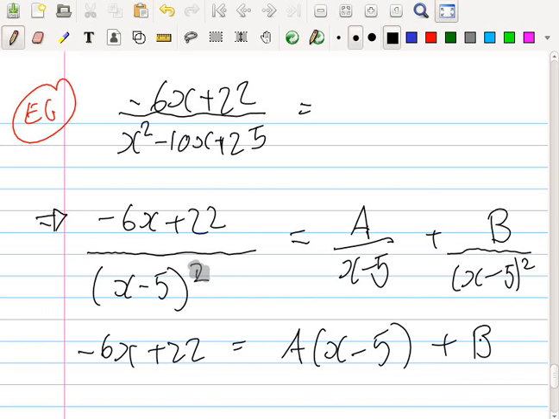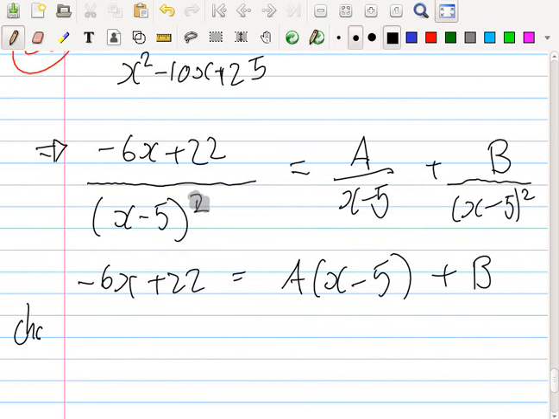Now we'll use the method Sadiq was referring to earlier. So when you look at this equation, what I normally do is I multiply out the right hand side and make comparisons, as in the last two examples. Whereas another method would be you recognize that the left hand side must always equal the right hand side for any value of x. So for example, if I choose x to equal 5, what do I get on the left? Minus 30 plus 22, isn't it? Minus 30 plus 22, minus 8.